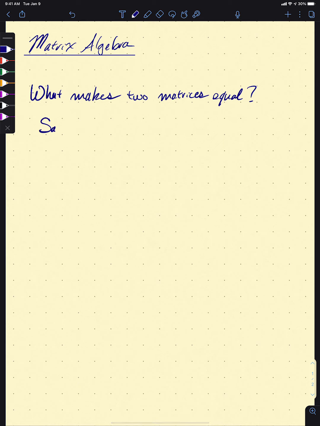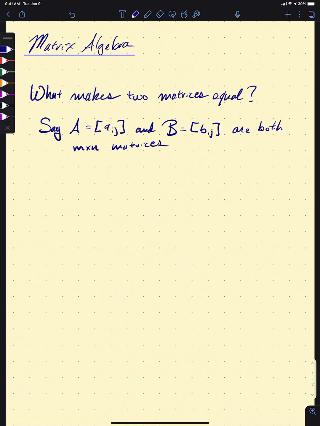Let's say we have some matrix A. Matrices are usually written with capital letters for the name of the matrix, and then lowercase letters for the entries. And B is B_ij. Let's say that they're both m by n matrices.